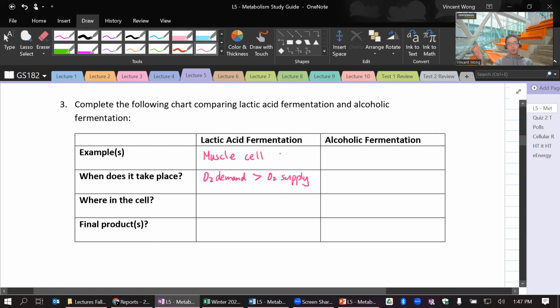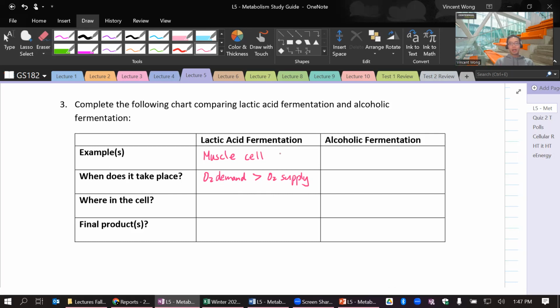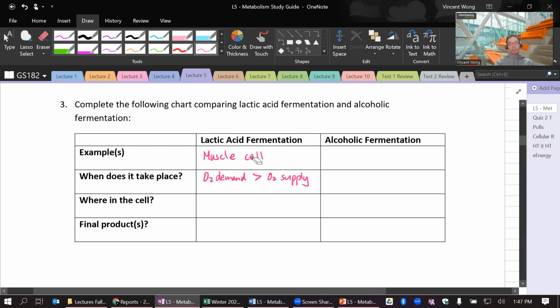Not having enough oxygen will cause your ETC to clog up and your ATP production starts to slow down. So during that time, your body switches to lactic acid fermentation. And that happens in the cytoplasm. The final product is 2 lactic acid, and you will get NAD+. I'll explain the significance of this in a bit.